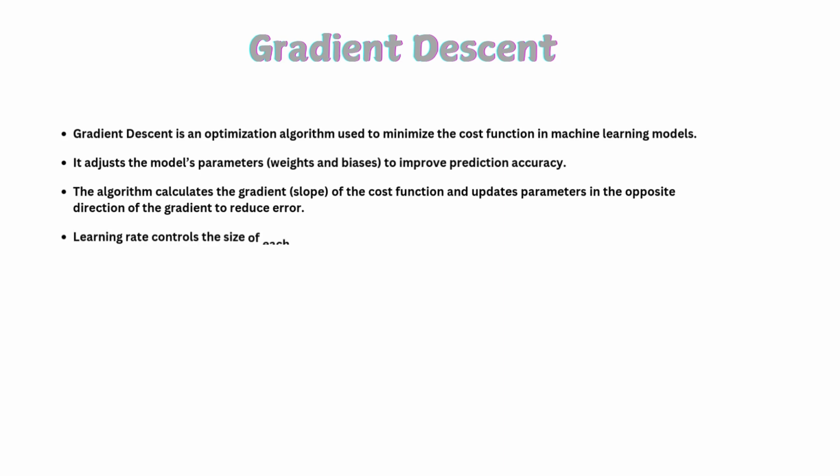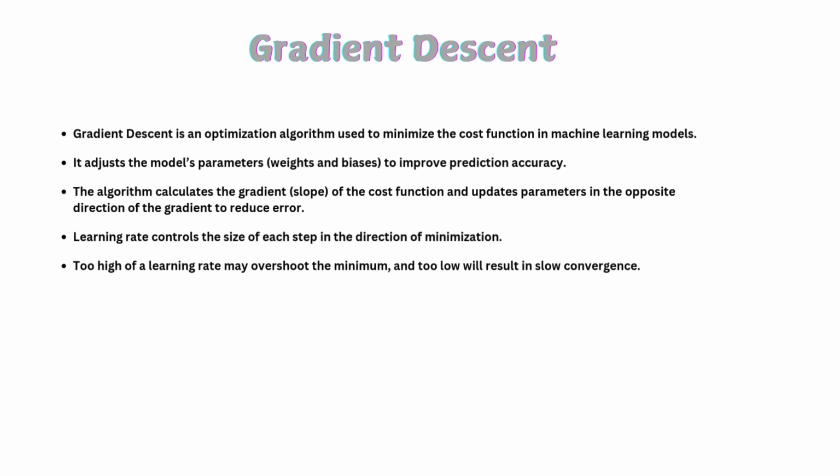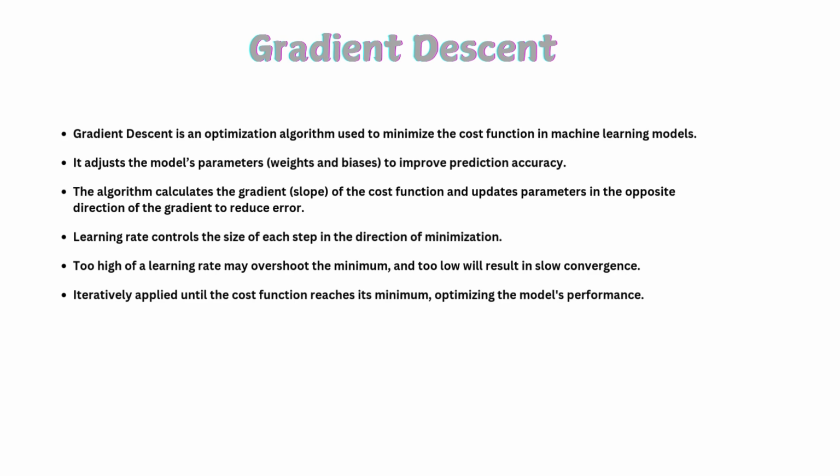The learning rate controls how big each step should be. If the learning rate is too high, the algorithm might overshoot the minimum, and if it's too low, the algorithm will take too long to converge. Gradient descent iterates this process until the cost function reaches its lowest point, indicating that the model has been optimized. In practical terms, gradient descent is widely used in training models for regression, classification, and neural networks, making it a fundamental concept in machine learning.